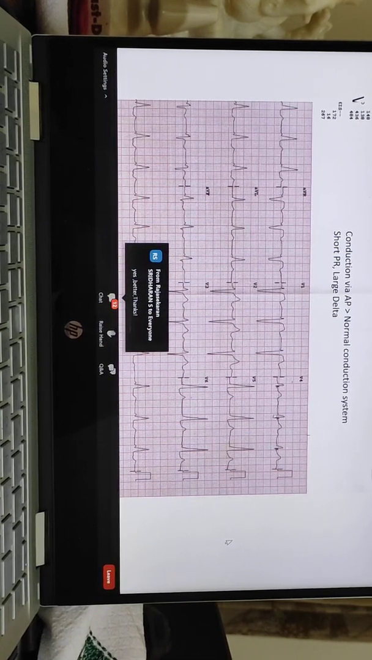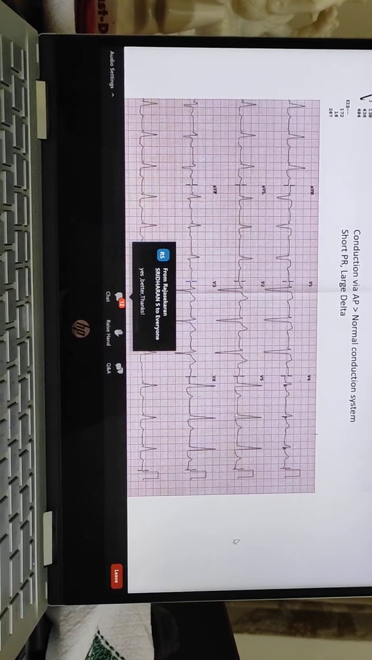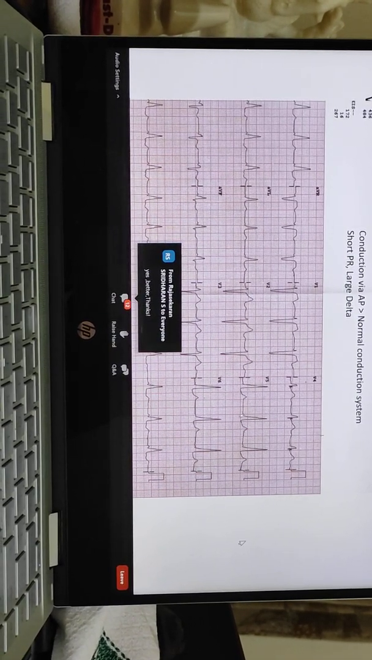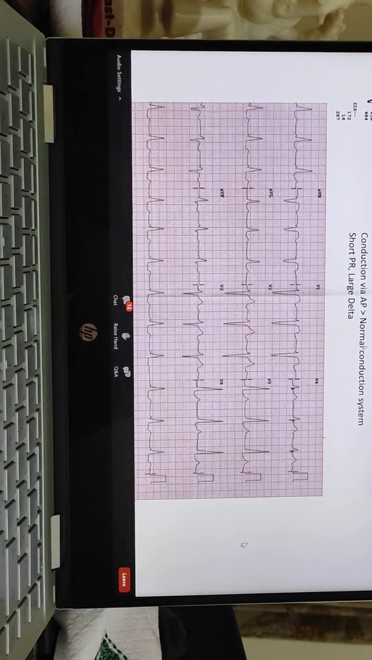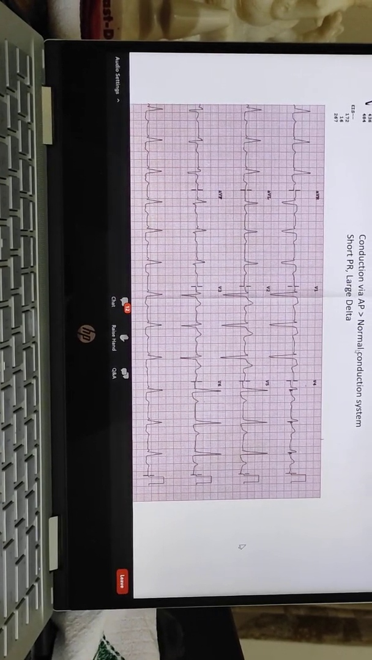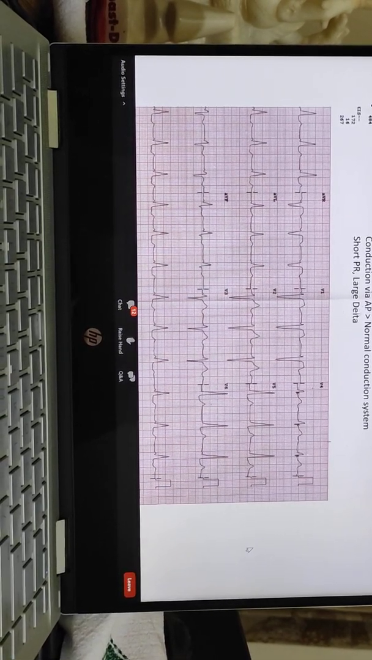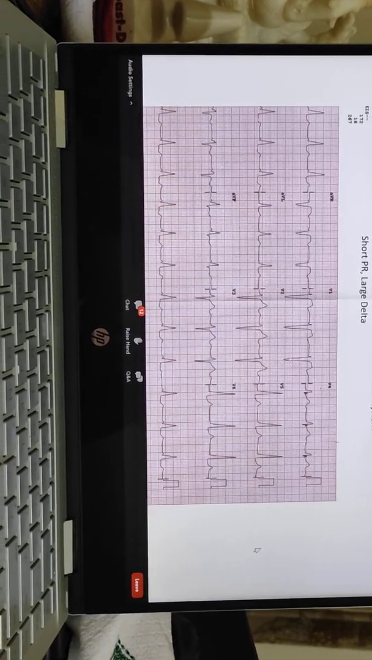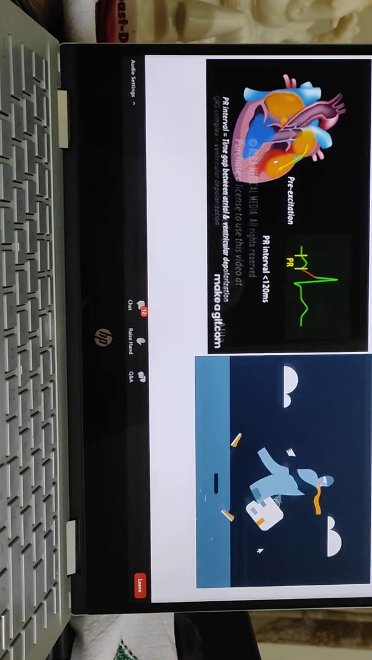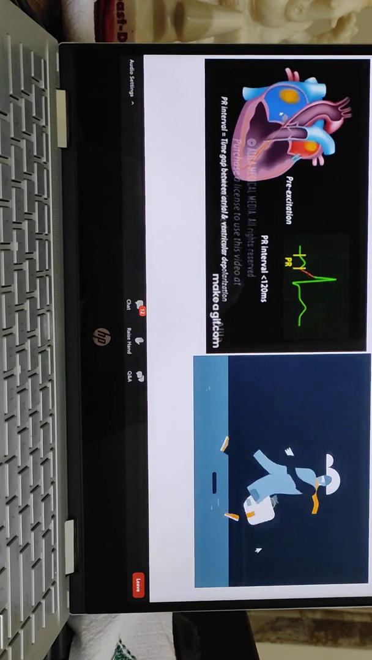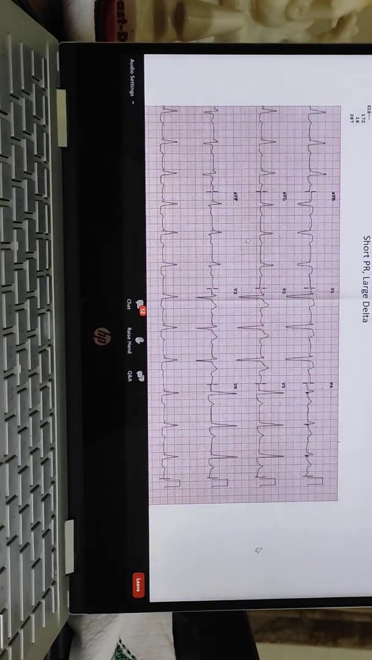So when you have a very sharp and a large delta wave with a very wide QRS complex because of the initial delay, the impulse front coming through the accessory pathway is much more than the impulse front coming through the normal conduction system. So whenever you have a short PR, large delta with a very wide QRS, the impulse front through the accessory pathway is more than the impulse front coming through the normal conduction system.